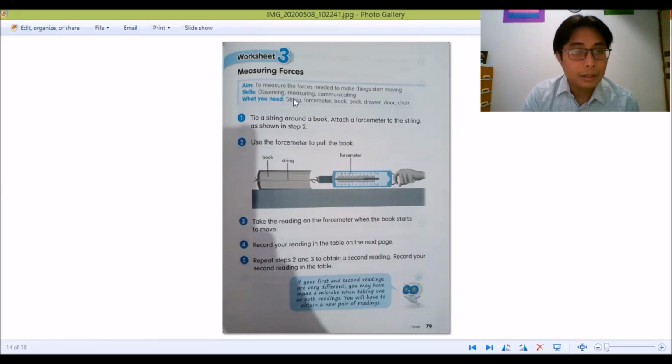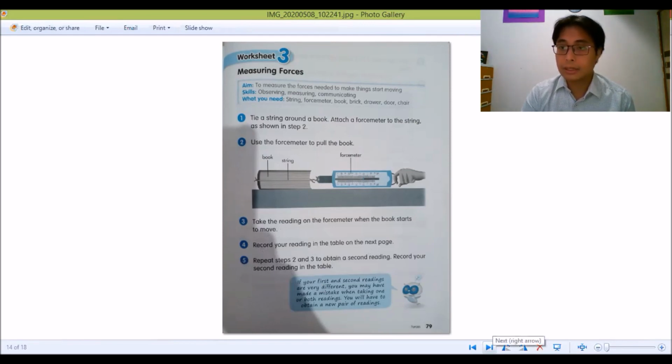So here, this is the instruction. First, tie a string around a book. Attach a force meter to the string as shown in step 2. Use the force meter to pull the book. Then after that, take the reading on the force meter when the book starts to move. Then record your reading in the table on the next page. Repeat steps 2 and 3 to obtain a second reading. Record your second reading in the table.